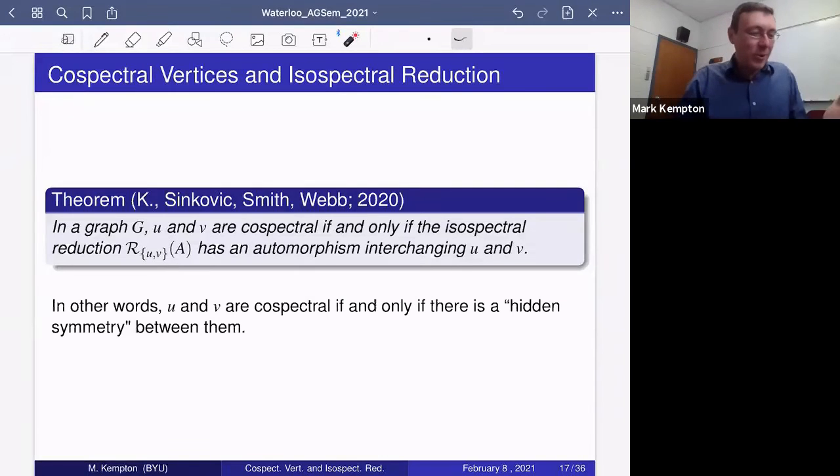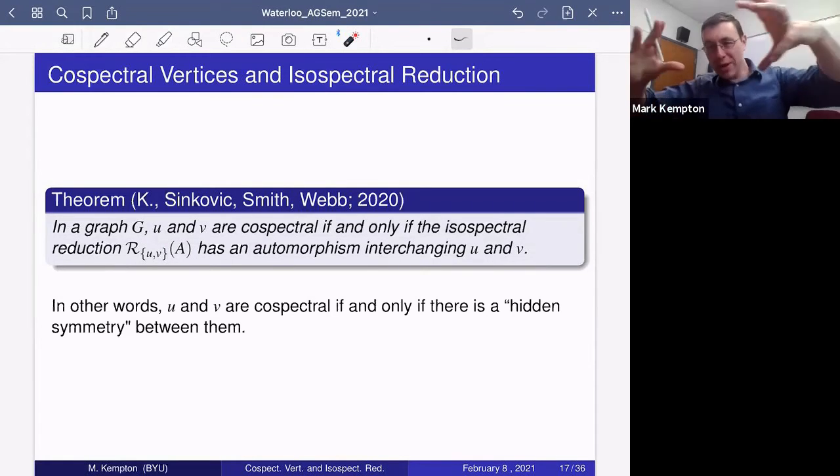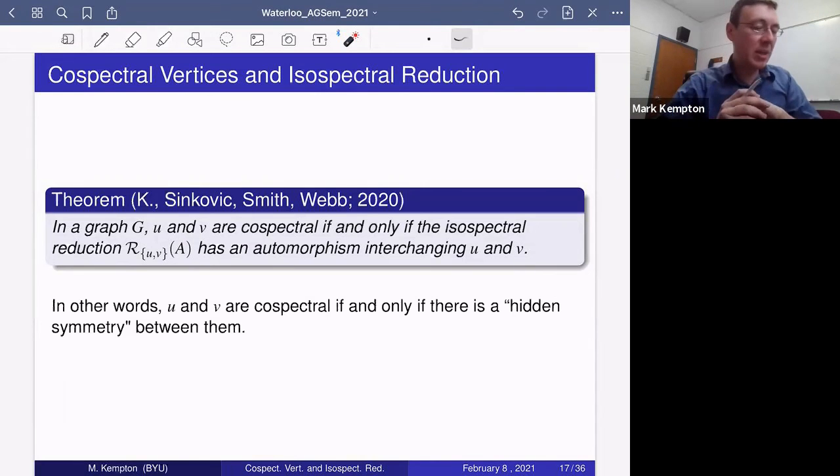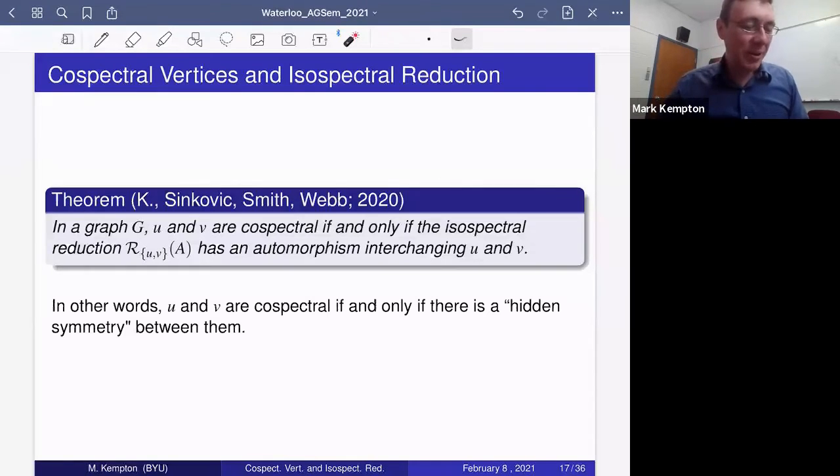And lo and behold, we were able to prove that these hidden symmetries and cospectral vertices are really the same thing. So the theorem is that U and V are cospectral to each other if and only if the isospectral reduction onto those two vertices has an automorphism. So reducing all the way down to those two vertices does produce a graph with one of these hidden symmetries. So we've added some statement to the ever-growing list of things that are equivalent to a pair of vertices being cospectral to each other.